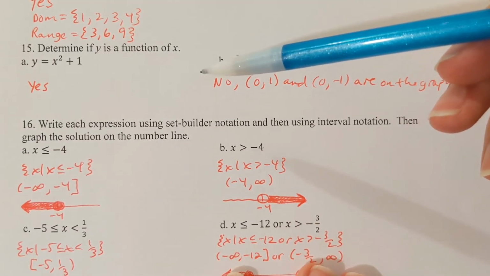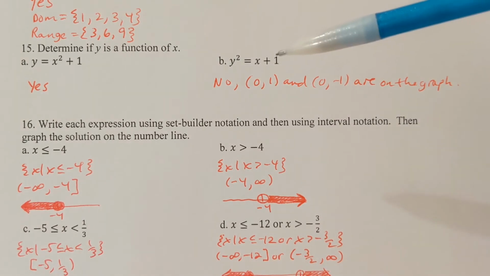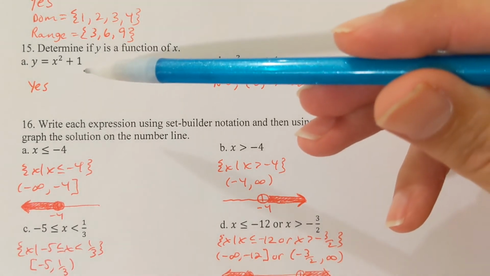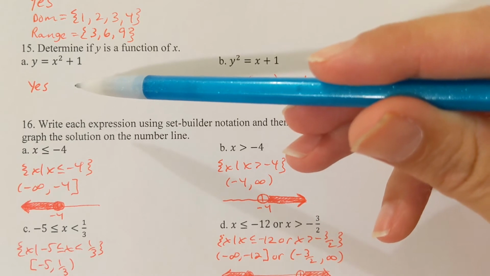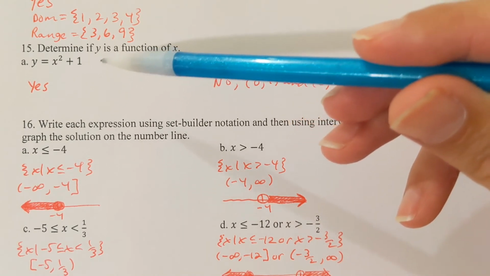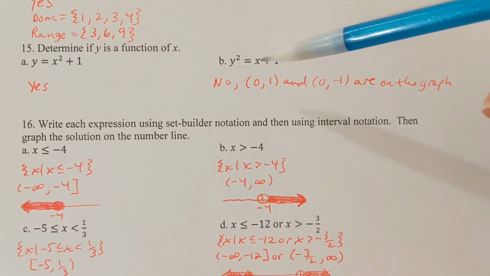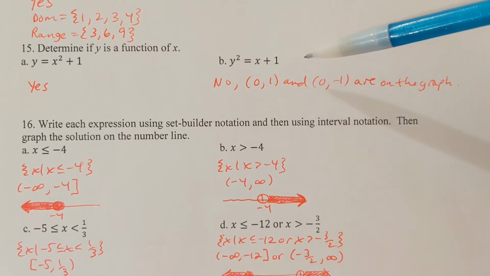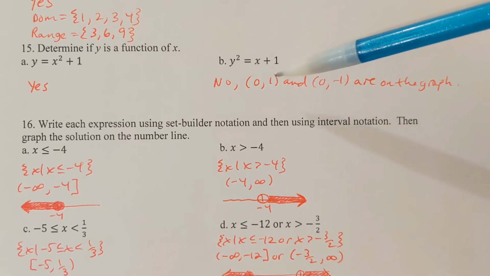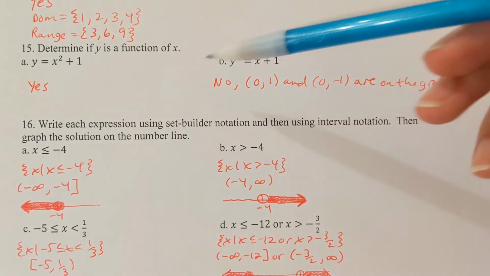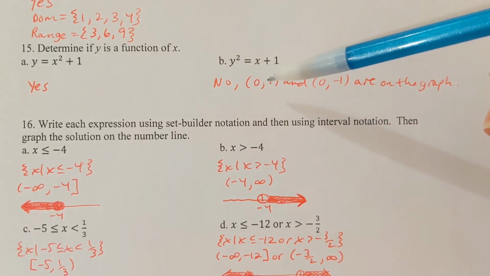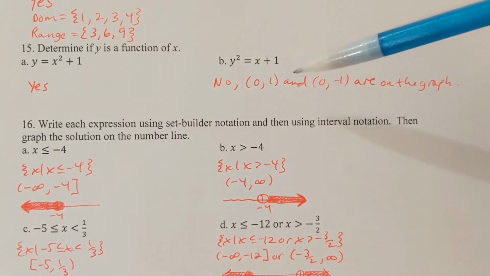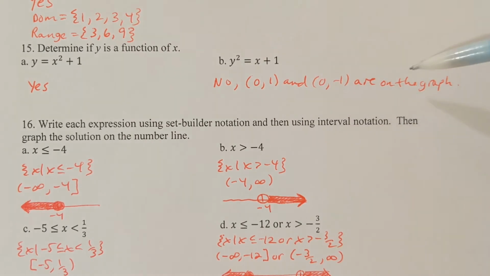Problem 15, determine if y is a function of x. Yeah, so part A, there is no multiple y values. However, in part B, y is equal to plus or minus the square root of x plus 1. You could say something along the lines of, I guess all I'm looking for is yes or no. No, though, since (0, 1) and (0, negative 1) are on the graph.